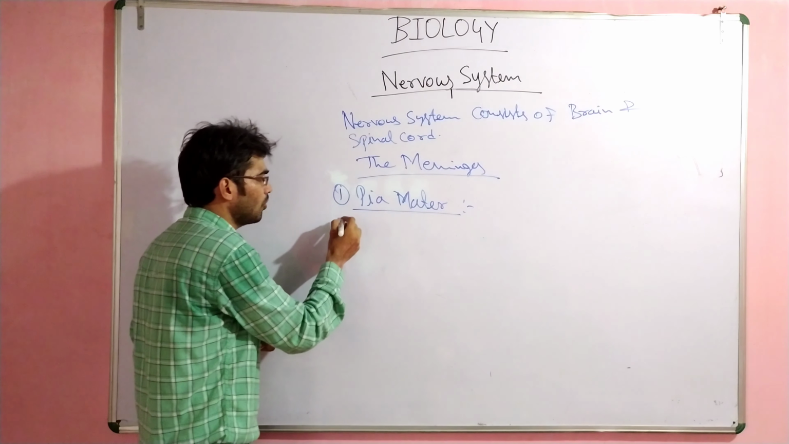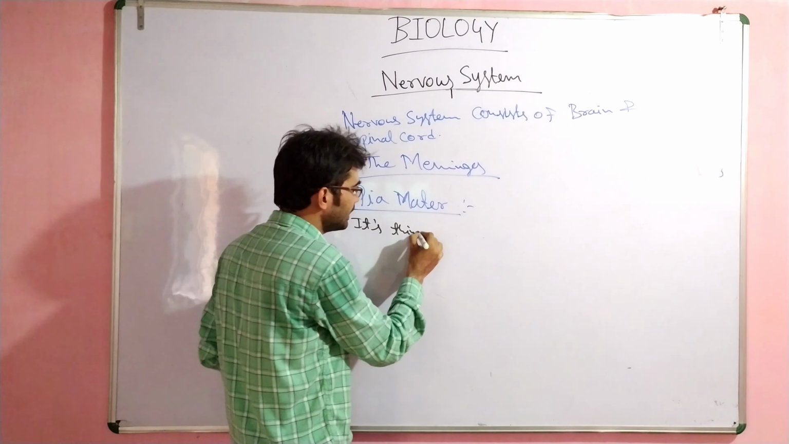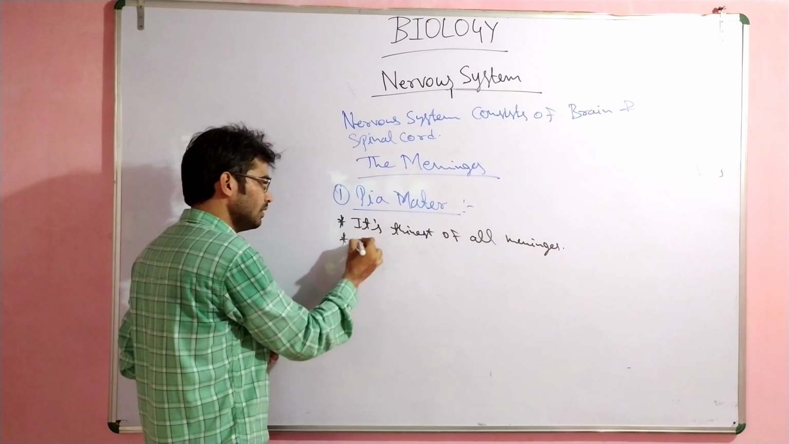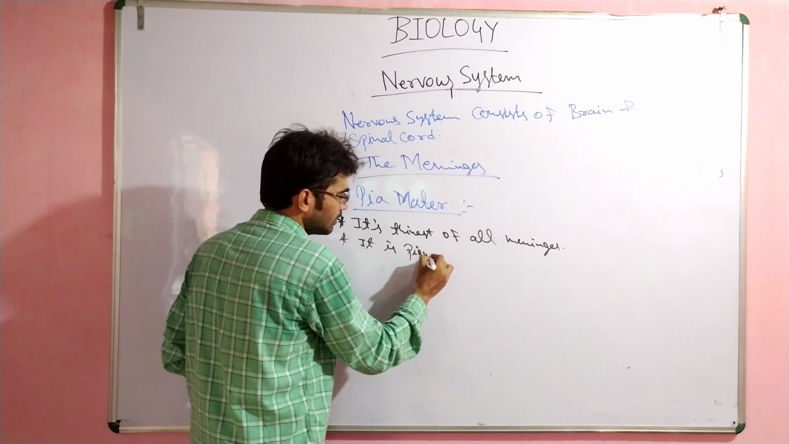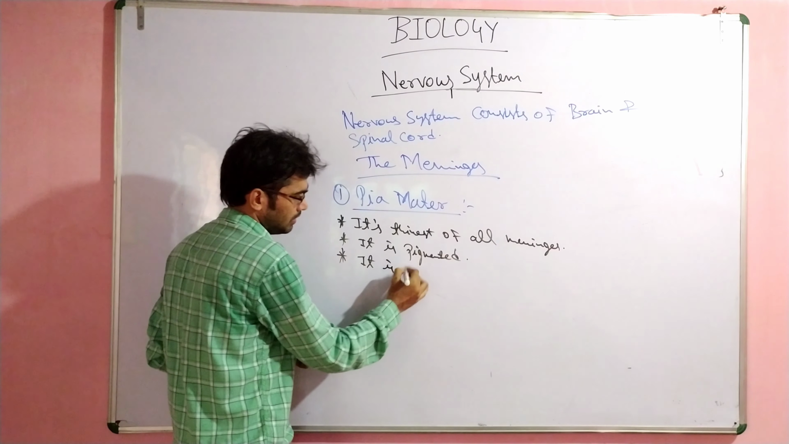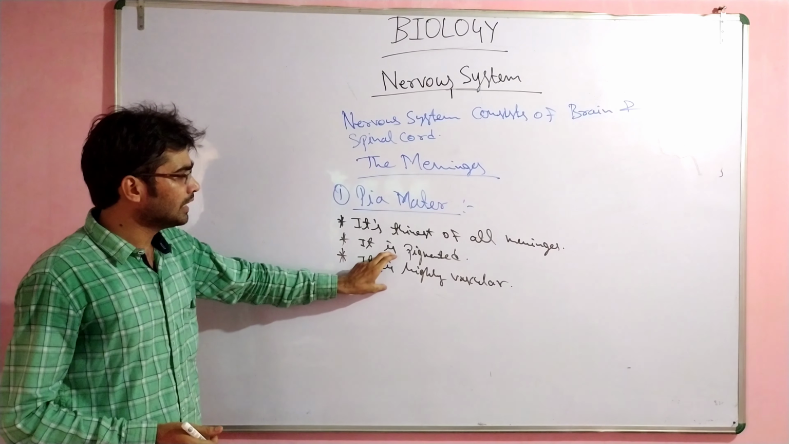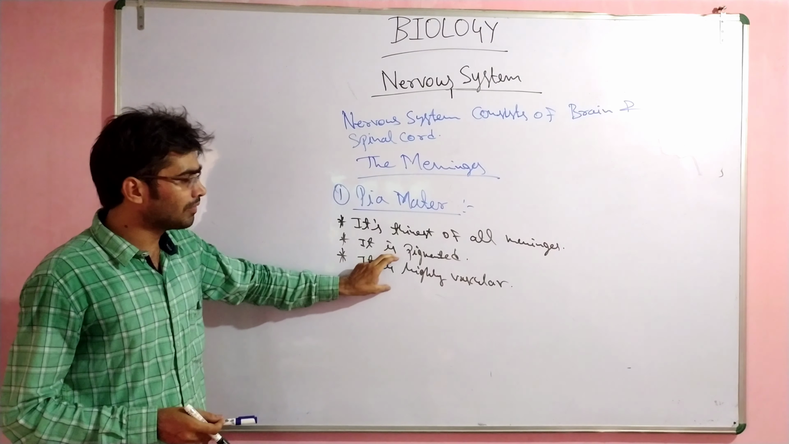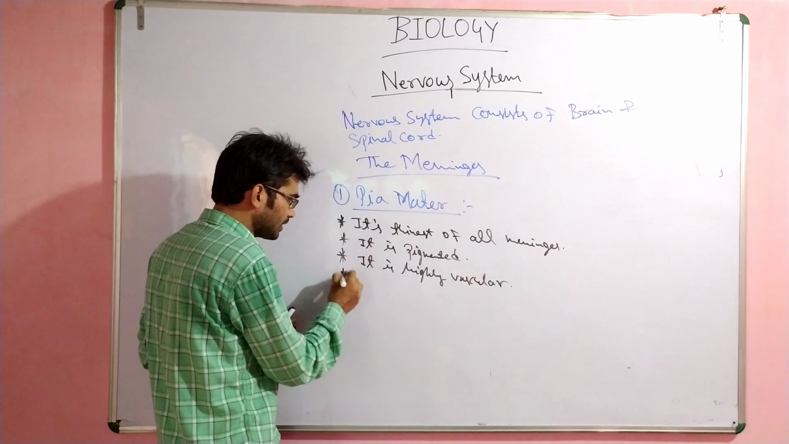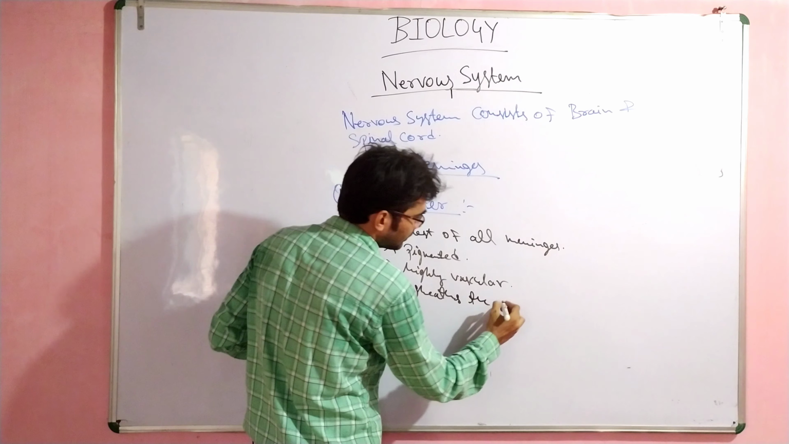First of all, it is the thinnest of all meninges. It is pigmented. It is highly vascular. Highly vascular means it is richly supplied with blood vessels and nerves. Neurons are there, and it also seats the cranial nerves. Very vital, important thing.